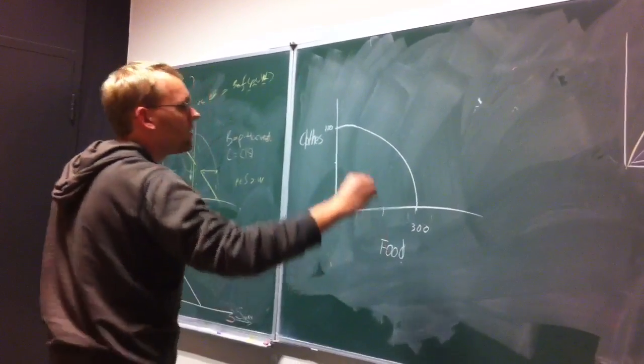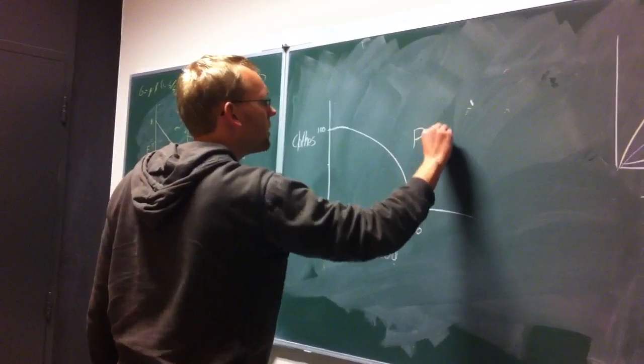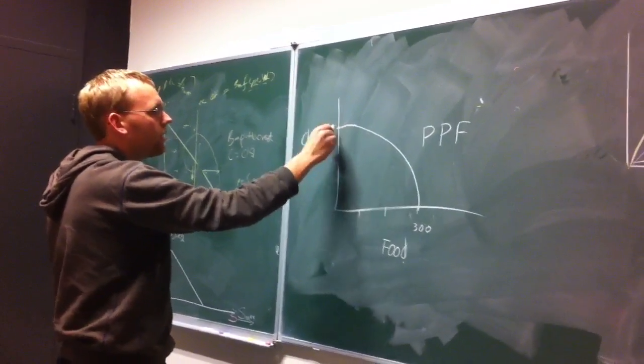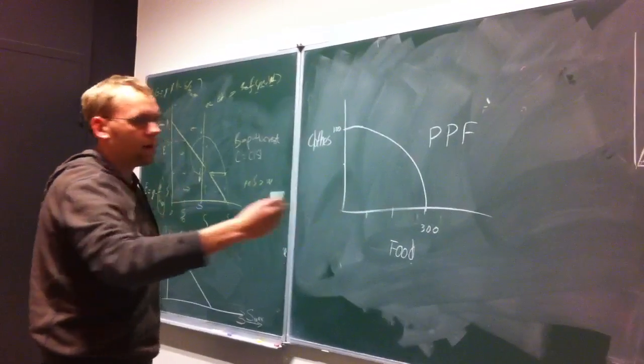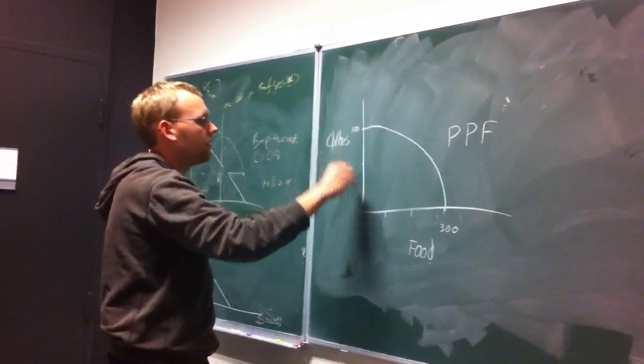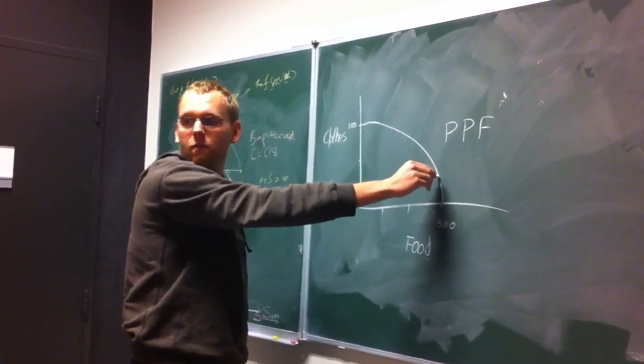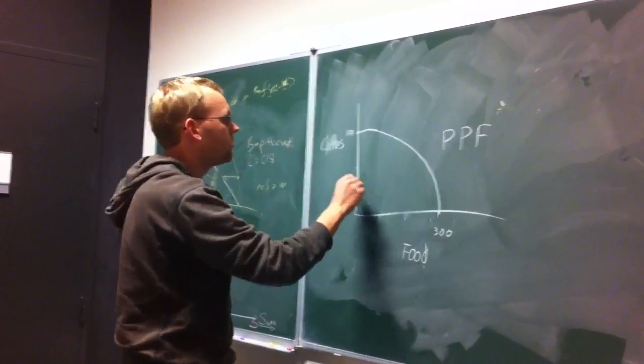So the production possibilities frontier is basically all the combinations that they can make, and so for each amount of clothing that they make, this is the maximum amount of food they can still make with the resources they have left after producing this amount of clothing.